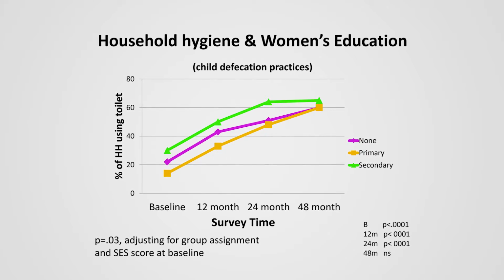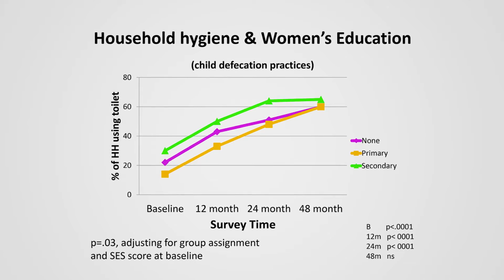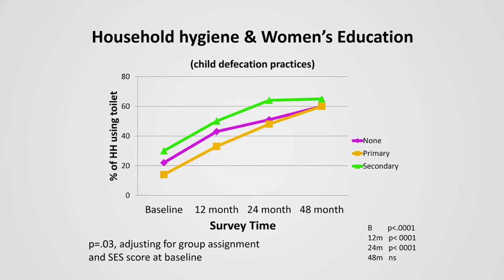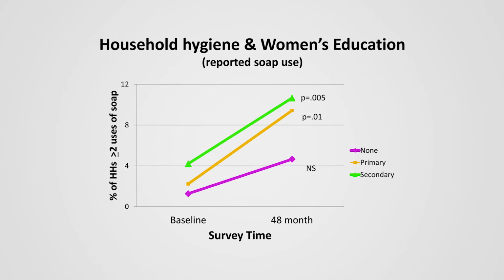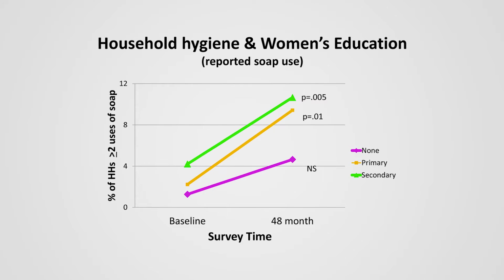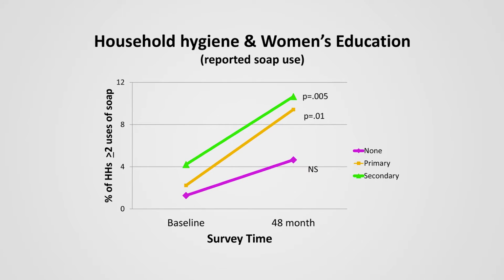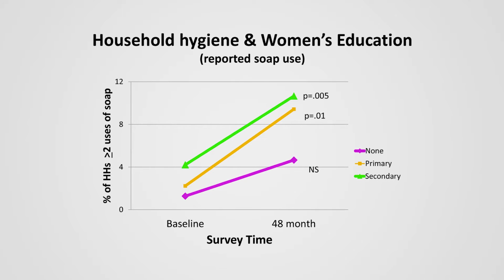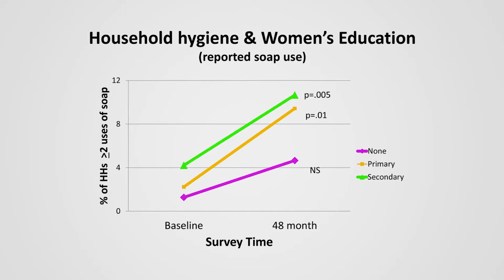Now, on this slide and the following slide are 2 measures of household hygiene practices. The first is child defecation practices, and again, everybody improved over time. I would say that this analysis, when adjusted for group assignment and SES score at baseline, the women's education level was significant. And here the household hygiene related to women's education was measured by reported soap use. Again, for simplicity here, just showing baseline and 48 months. All of the education groups increased, but it was not significant in the no education group, and it was significant in the secondary and primary education groups.